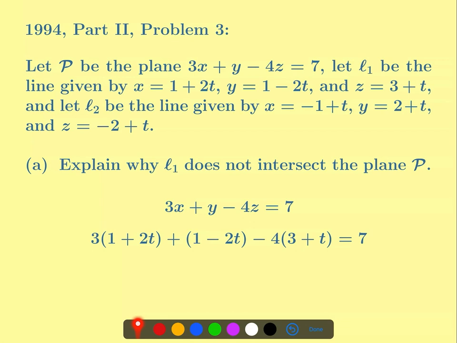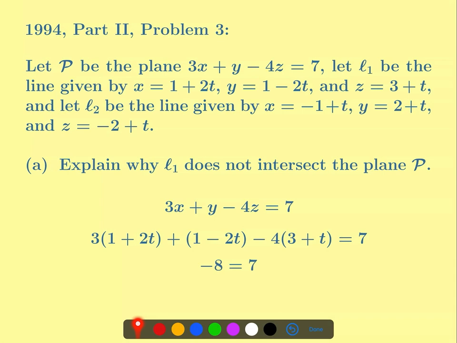We can look at the value of t on the left-hand side. We'll have 6t from here, a minus 2t from here, so that's 4t total. And then minus 4t. So that'll give us 0 t's. And then we'll have 3 times 1 plus 1, that's 4, minus 12. So that's minus 8. And so this equation is the same as the equation minus 8 equals 7.